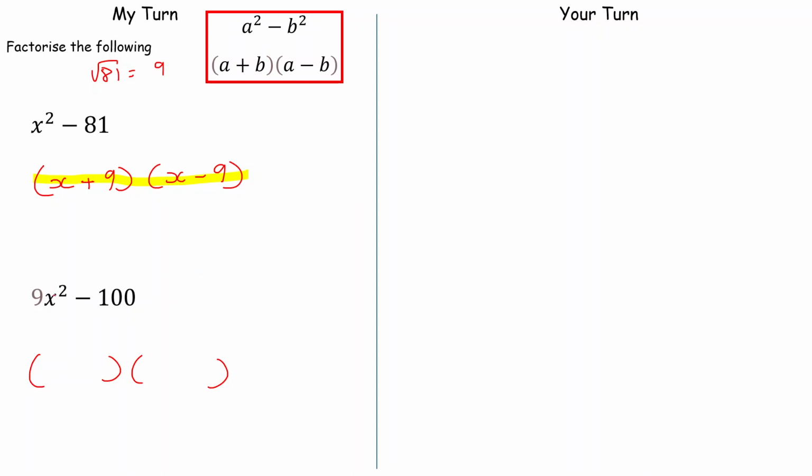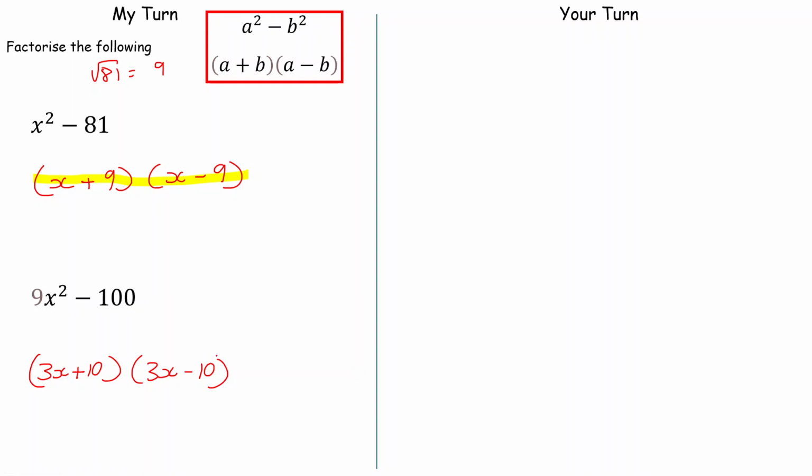And the square root of 9x squared, well, the square root of 9 is 3. The square root of x squared is x again, so 3x, and it's at the start of both parts, so 3x and then 3x. And then what's the square root of 100? It is 10, sorry, so it's going to be plus 10 over here, and then over here take away 10. You could write it 3x minus 10, 3x plus 10, the other way around. It doesn't really make a difference.